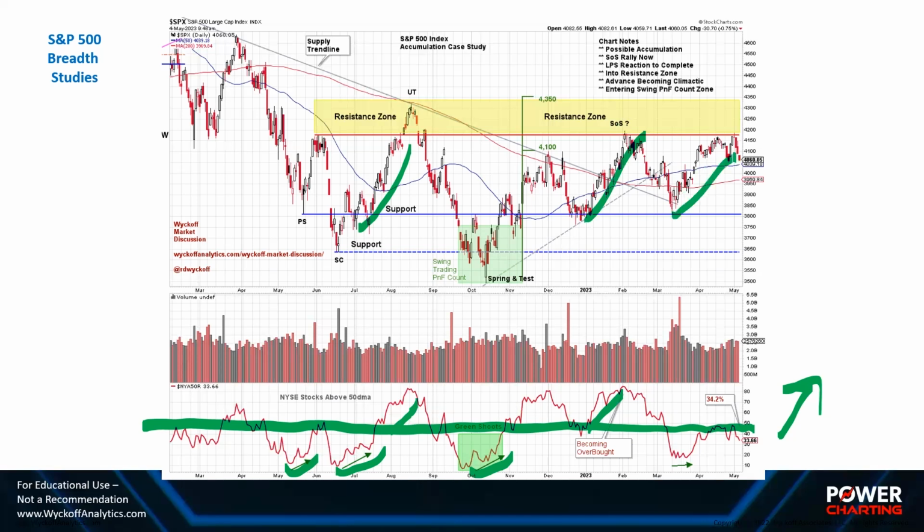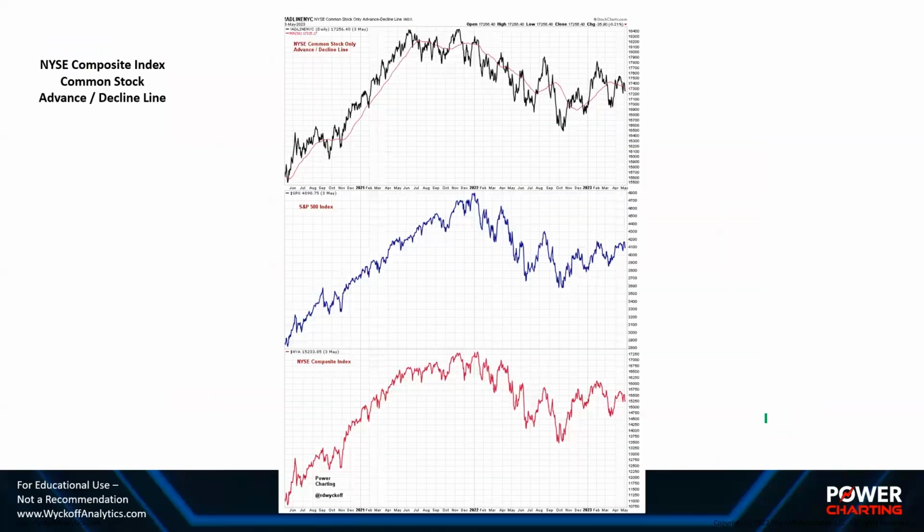Here we've had an upward trend and really no penetration of the 50% level. So it's a narrow market. It's a market that doesn't have a lot of participation. And so let's look at common stock advanced decline line information.